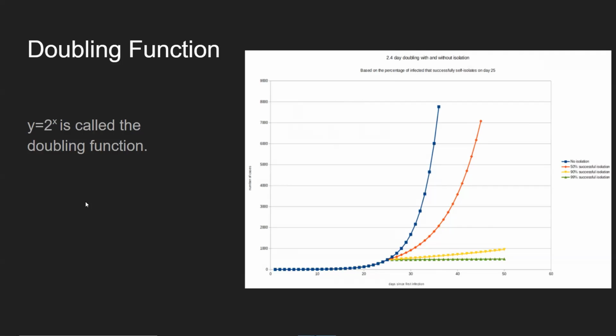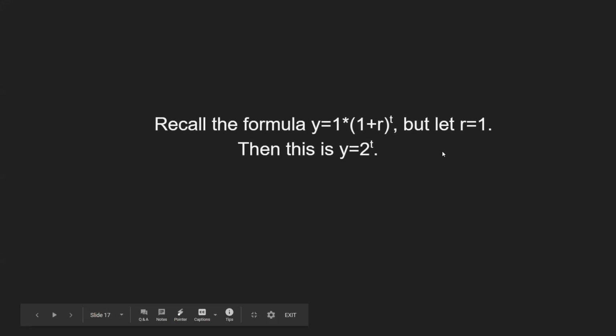We were just talking about 2 to the x, so that when you have a base of 2, that is called the doubling function. I want to just circle back and talk about the interest formula that we worked with in chapter 4. We worked with an interest formula that was for compound interest. And in the parentheses, you had 1 plus r over n.